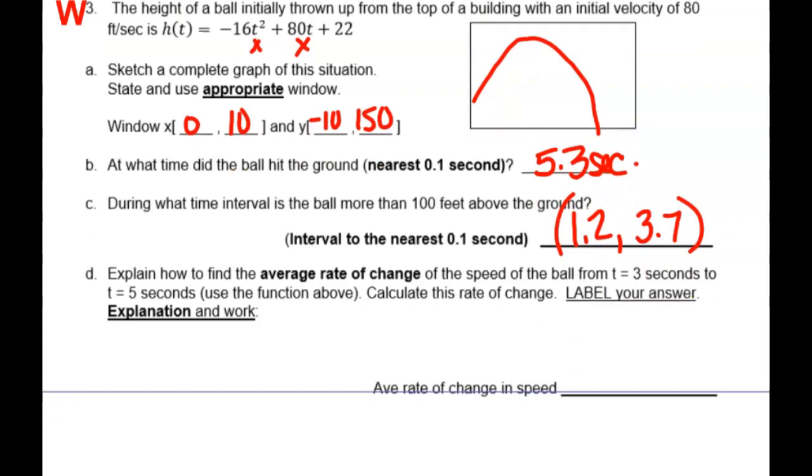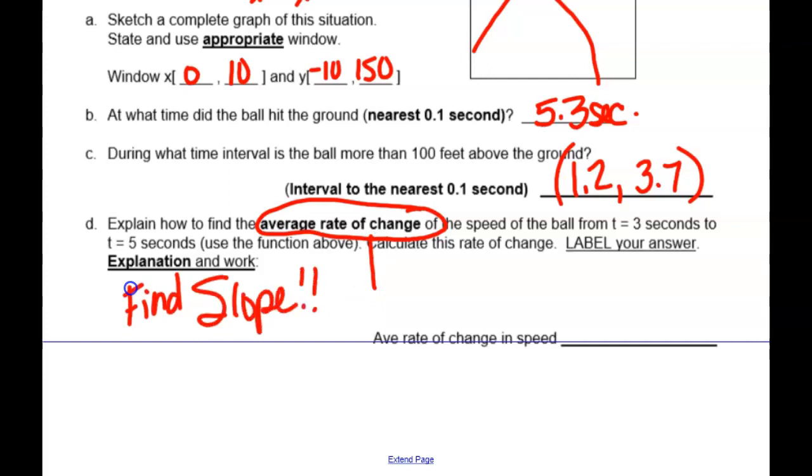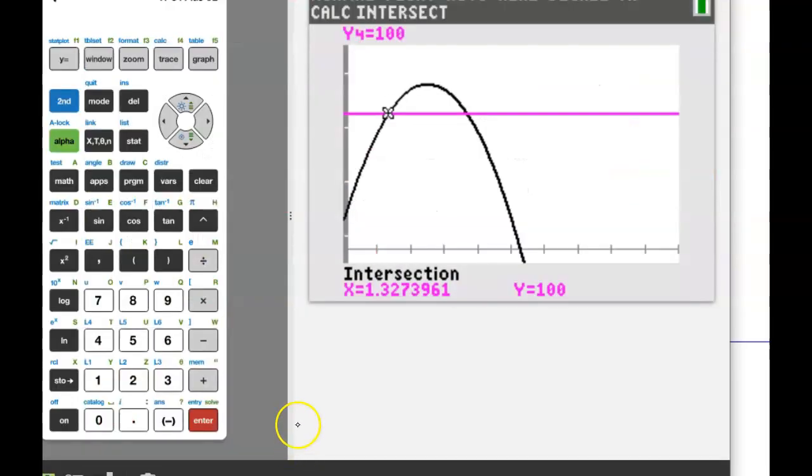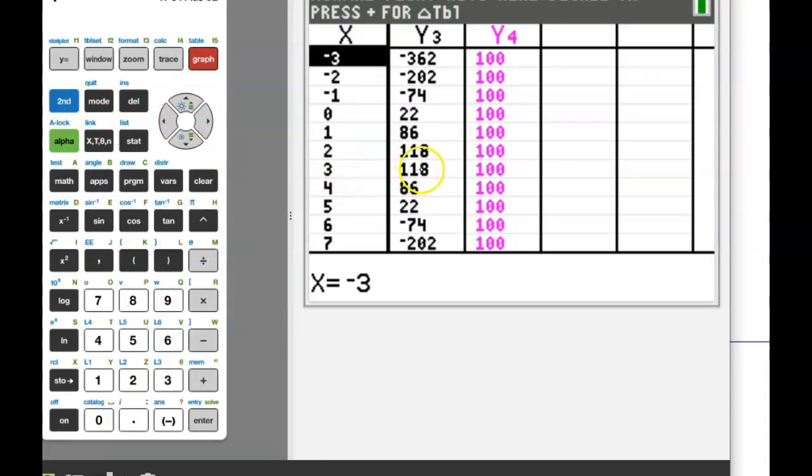All right. For the average rate of change, does anybody remember what that phrase meant? Does that sound familiar to anybody? You have to find the slope. Okay, and it says from t equals 3 to t equals 5. So my suggestion is you go to the table and you put in the values for 3 and 5. You could also just do trace. But at 3, this was at 118, and at 5, it's down to 22.